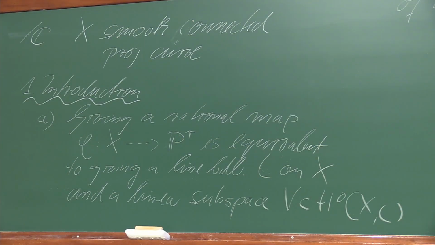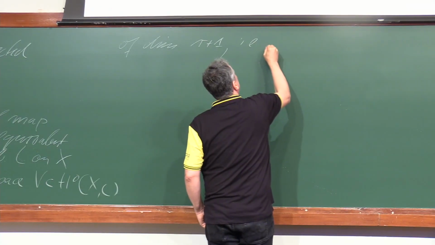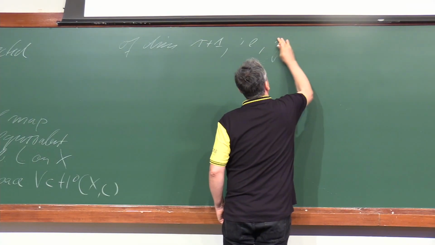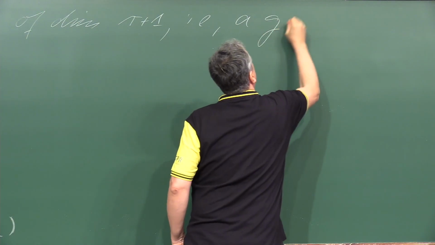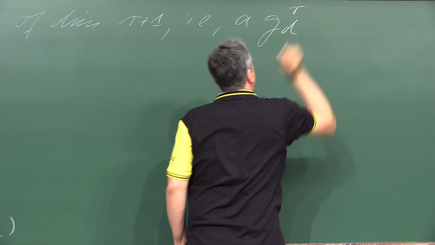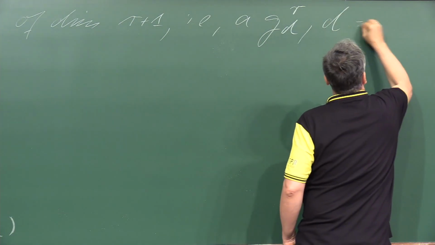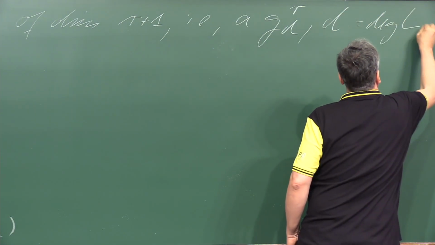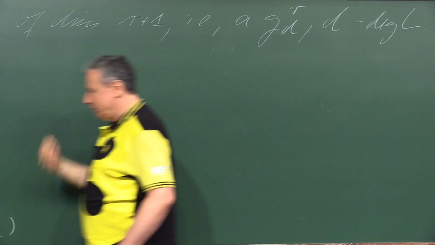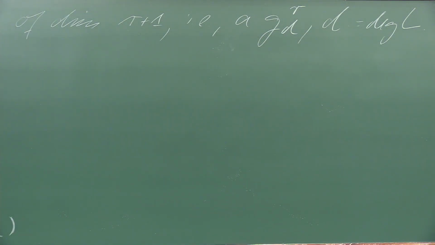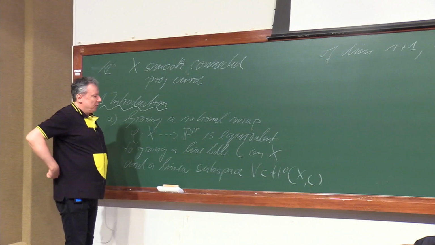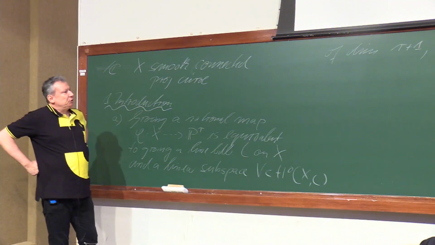And classically, this is called G^R_D. So this is why I stick to this notation, where D is the degree of the line bundle. Right, so you study the projective geometry of X in terms of line bundles and their global sections.